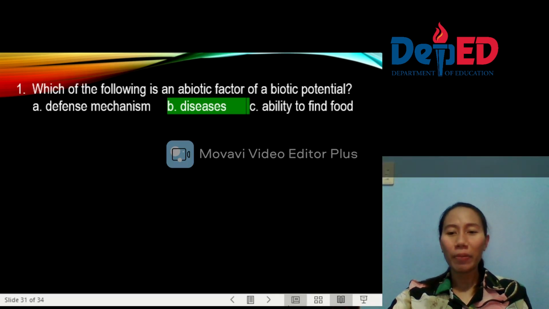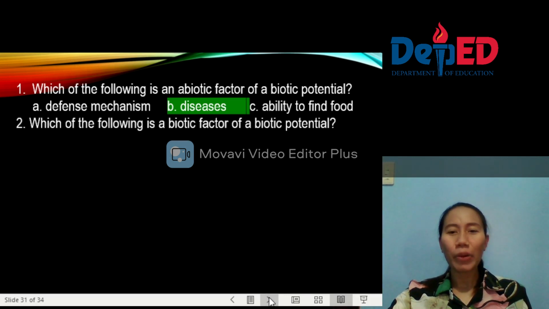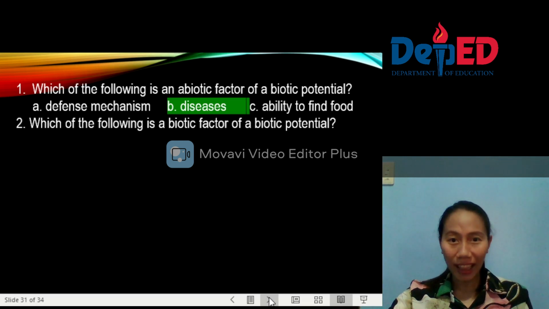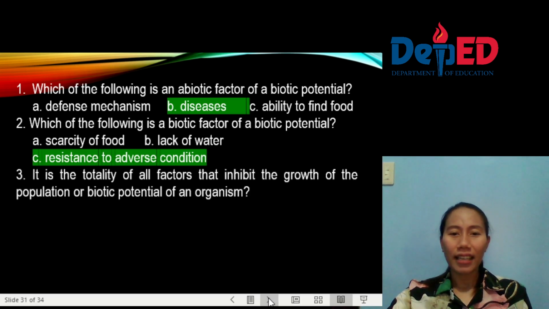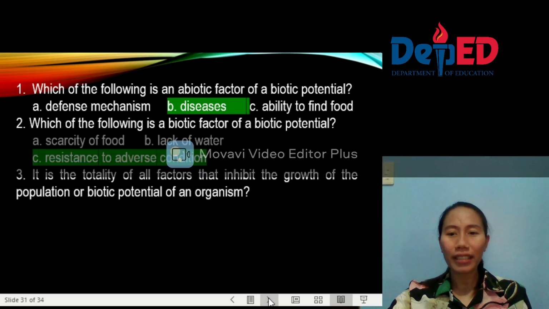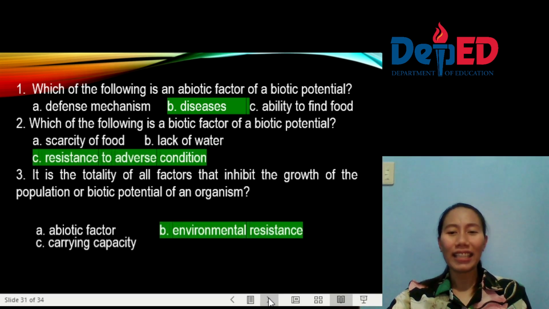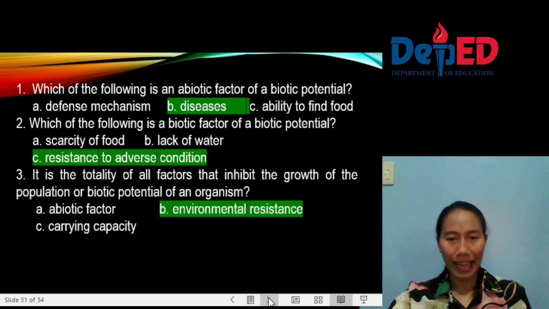Okay. What about number 2? What is your answer? Which of the following is a biotic factor of biotic potential? Okay, the answer is resistance to adverse condition. Very good, learners. You did a great job. Next, it is the totality of all factors that inhibit the growth of the population or biotic potential of an organism. What do you think is the answer? Oh, very good. It is environmental resistance.